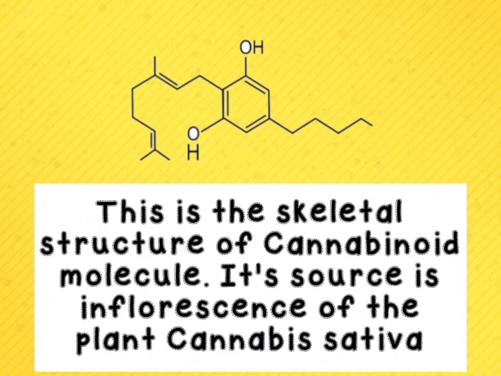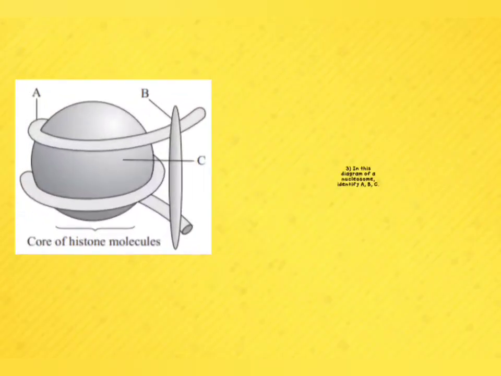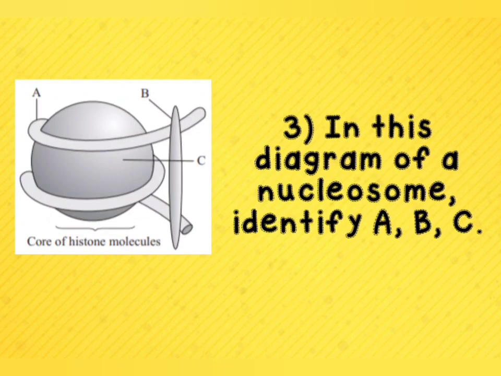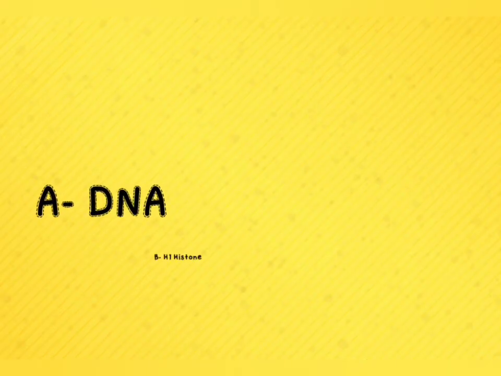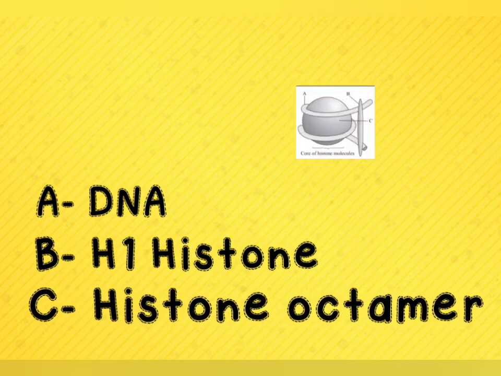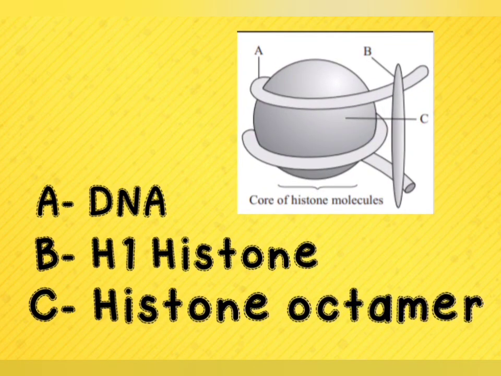Now let's move on to the next question. Question number 3. In this diagram of a nucleosome, identify A, B and C. So here the answer is A, B and C are as follows. A is the DNA, B is H1 histone and C is the histone octamer made up of histone proteins. Now let's move to the next question.